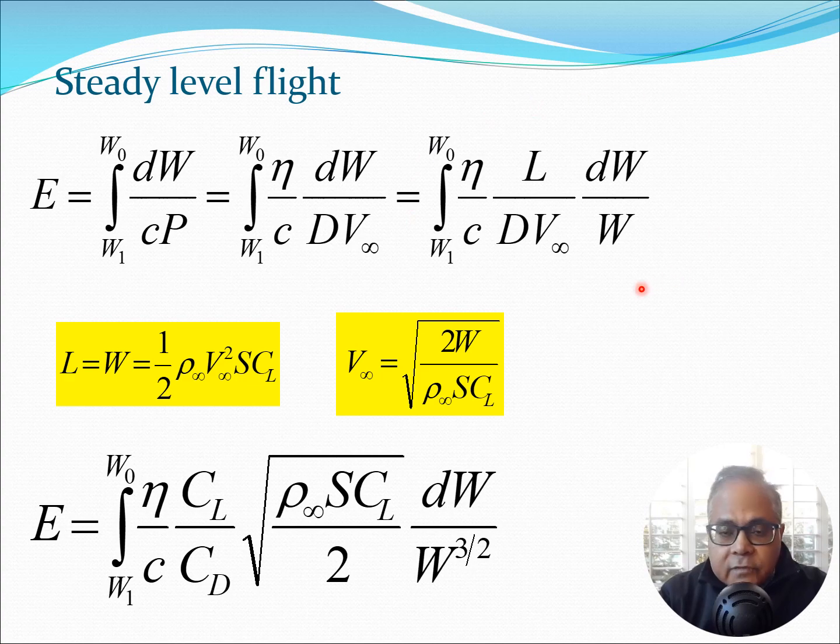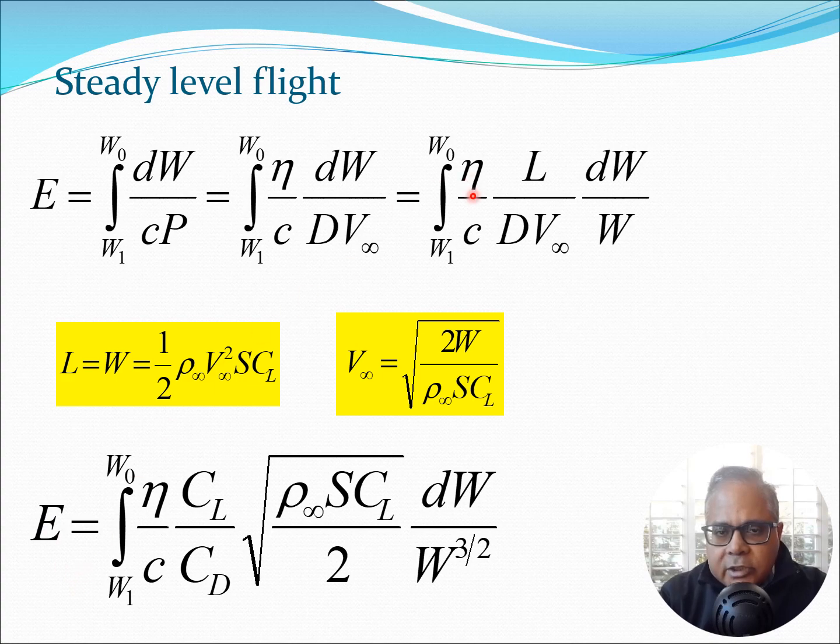Now this equation has one more variable we want to change, and that is V infinity, and to do that I again go to the equation lift equals weight. So this is equal to half rho infinity V infinity square S CL. Do remember that S is the area of the wing and CL is the lift coefficient. So from this equation I can get V infinity as the root of 2W by rho infinity S CL. This is the equation which we then put into the equation for endurance, and so I put in this value of V infinity here, and this is the equation of endurance which comes out.